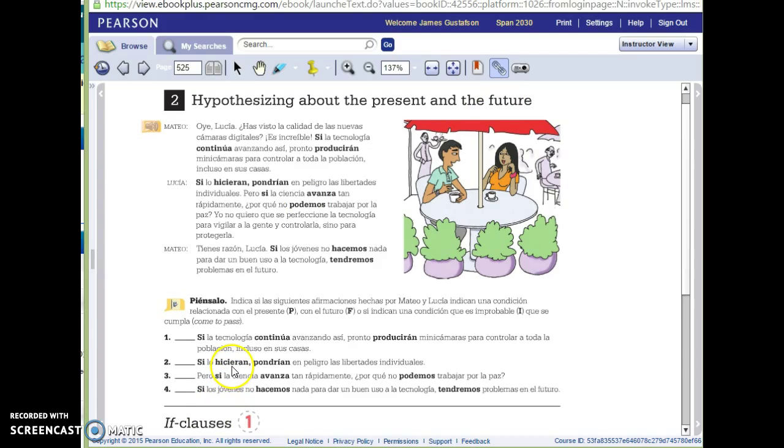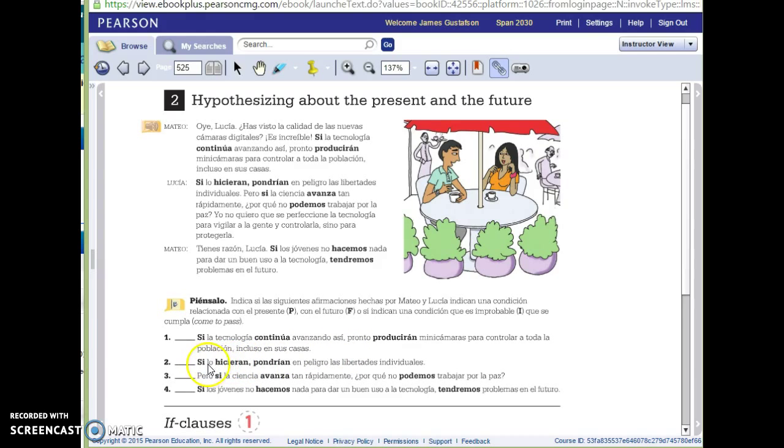All right, and then also another pattern is you have si plus past subjunctive plus conditional. That's another pattern with the si clauses. All right, and this means, well, we'll start with number 1. So if the technology continues advancing, soon they will produce mini cameras that can control all of the population, including in their houses. All right, so that's hypothesizing, saying if something happens, then this will happen. Hypothesizing about the future. Right?